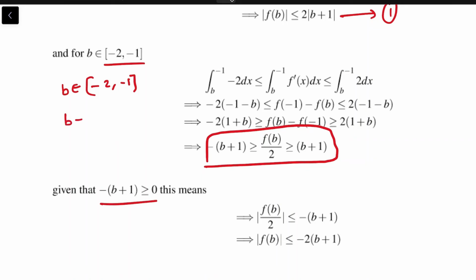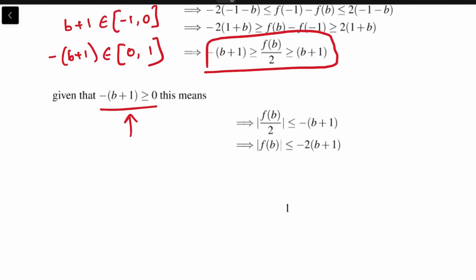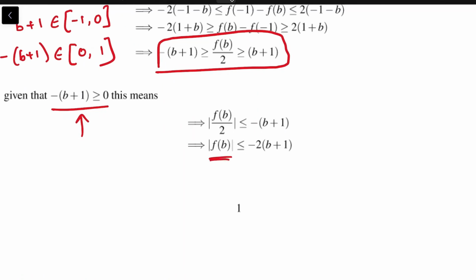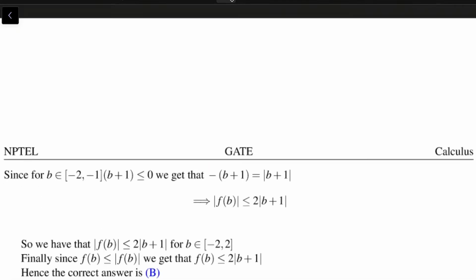Why? Because b plus 1 will then belong to minus 1 comma 0, and so therefore minus b plus 1 will belong to 0 comma 1. So this is greater than or equal to 0. That means the absolute value of f of b by 2 is less than or equal to minus b plus 1. So that is the limit over here, and so the absolute value of f of b is less than or equal to minus 2 times b plus 1.